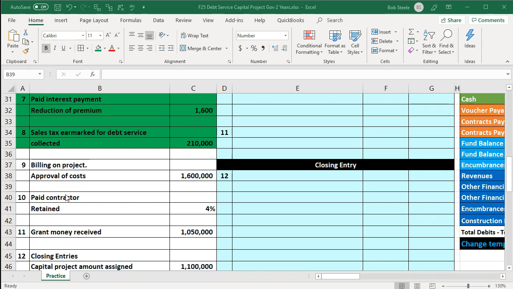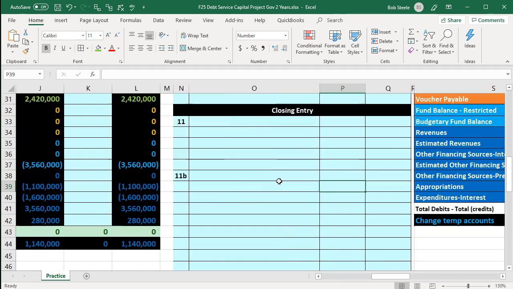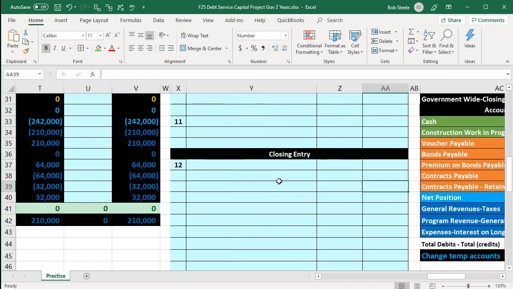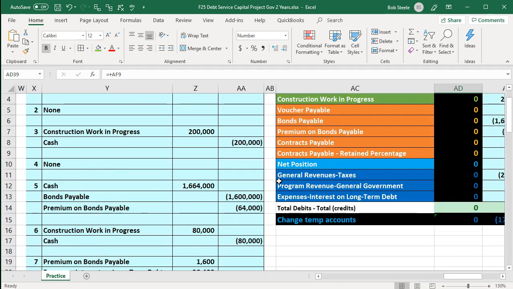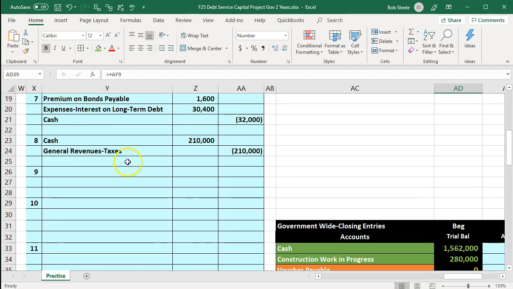We now have the billing on the project, so we're going to have the billing for the construction project and we have the approval of the cost, the $1,600,000. So this is going to be for the construction project. Let's post this first to the government-wide activities. We're going to scroll over to the government-wide activities. Basically, we have an approval for the billing of the construction progress as it's going, for the work in progress.